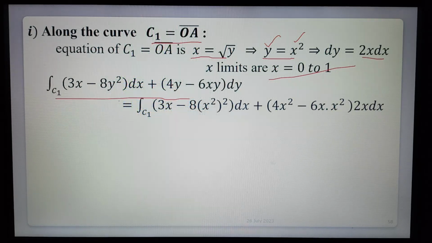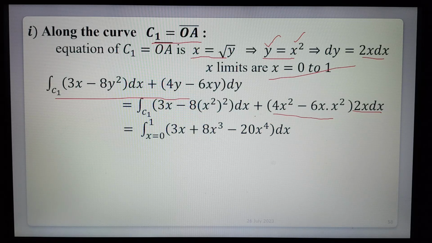That is equal to integration over C1: (3x into 8 into y square means x square whole square) into dx plus (4 into y square minus 6x into x square) into dy is equal to 2x dx. Now simplification, dx common. After simplification, total (3x plus 8x cube minus 20x power 4) into dx. Now integration with respect to x, limit 0 to 1.